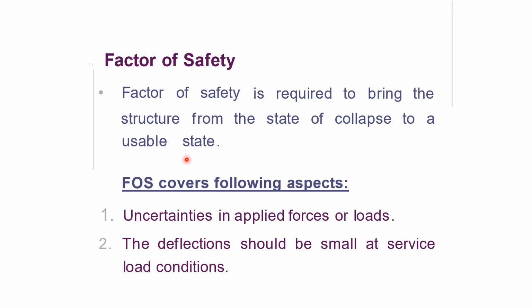Why is the factor of safety used? Here are the following factors. The factor of safety covers the following aspects. First, uncertainties in applied forces or loads. In the design, we always assume the loading. For example, this much loading, this many people will come onto the slab. All things we assume, but do not know the exact value of the load, like 20 kilonewton or 21.2 kilonewton. So all these uncertainties are covered in the factor of safety.